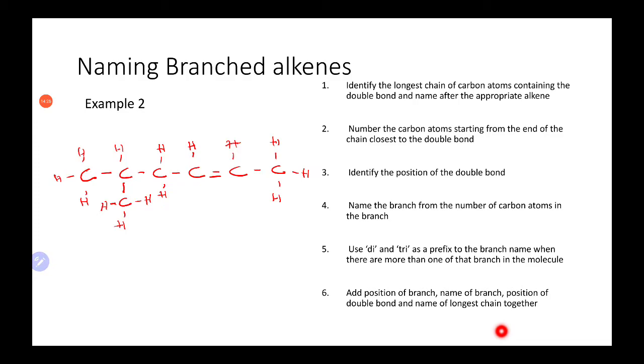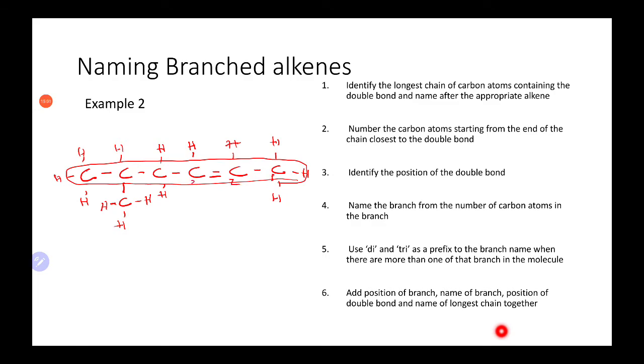Okay, this time we have to identify again the longest chain. The longest chain here containing the double bond is obviously this one. We need to number this now, and we need to number it making sure that the double bond has the lowest possible number. So if we number from left to right, that means the double bond is going to start on carbon 1, 2, 3, 4. But if we number from right to left, it starts on carbon 2. So we need to do that.